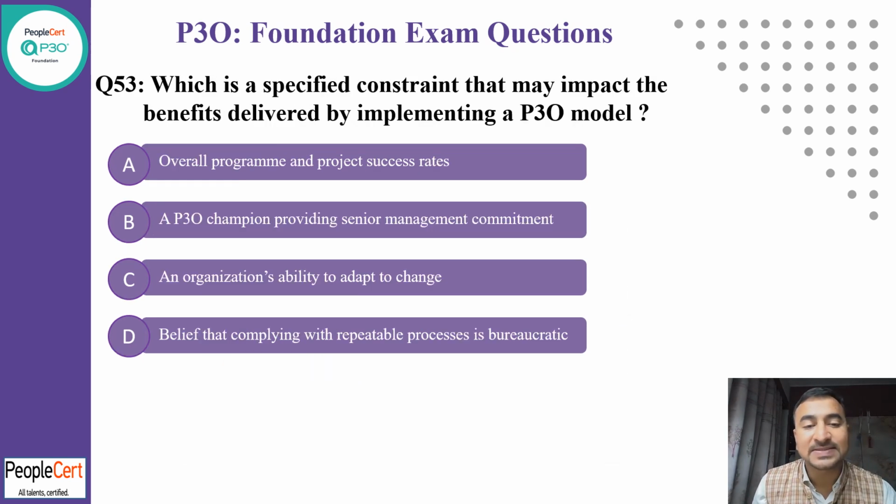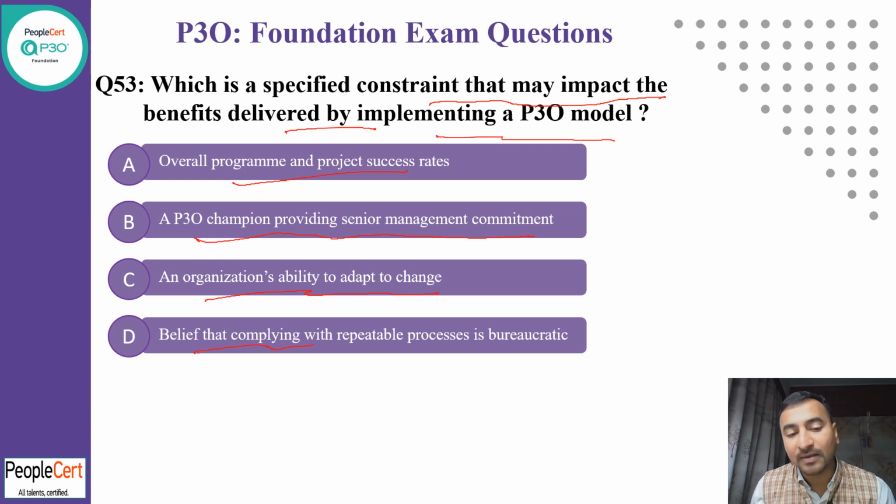Question 53 says, which is a specified constraint that may impact the benefit delivered by implementing the P3O model. Option A, overall program and project success rate. P3O champion providing senior management commitment. Organization ability to adapt the change. And belief that complying with repeatable processes is bureaucratic. Take a pause, answer what you think is the correct answer.